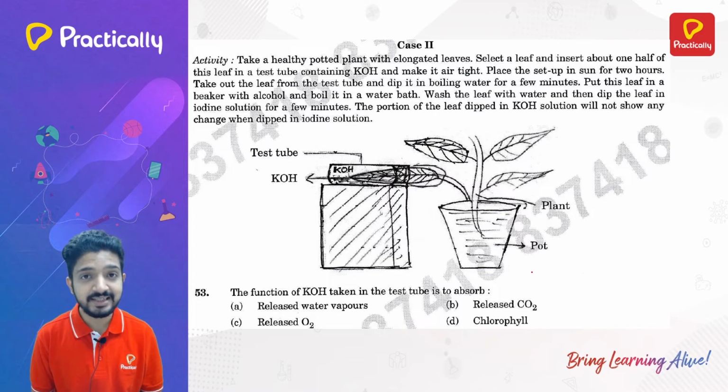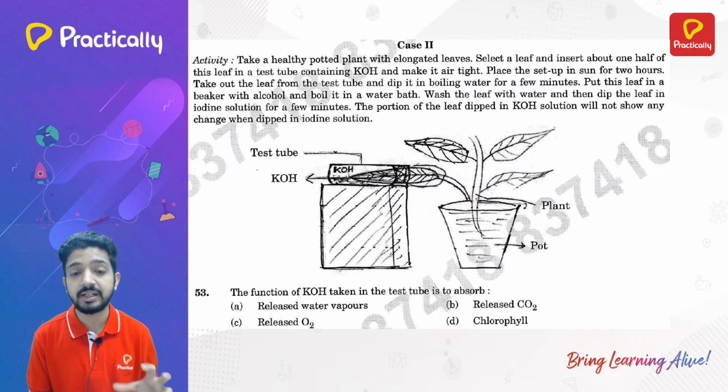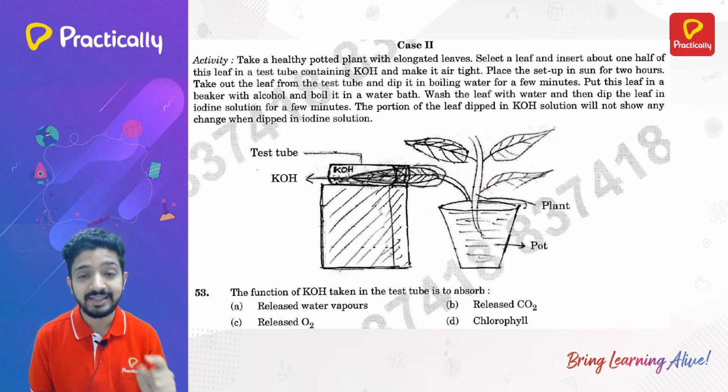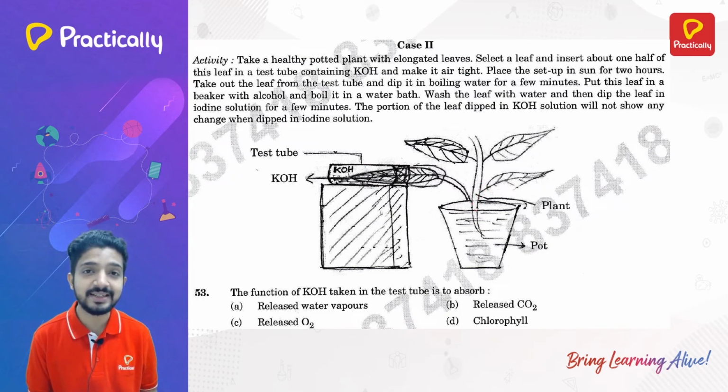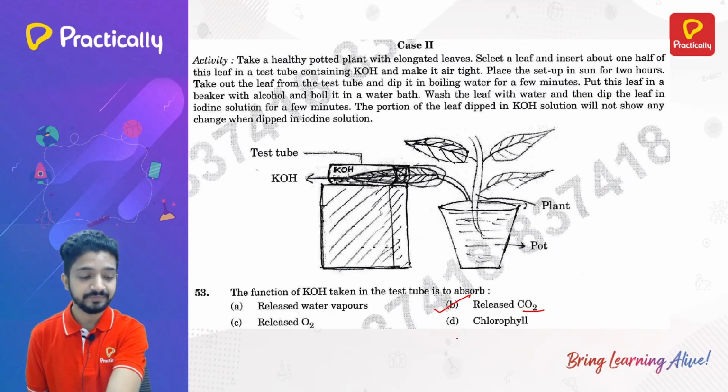Next question is a case study based question. They have given the case study over here, an experiment which shows the importance of various factors involved in photosynthesis, and specifically this is the experiment related to KOH and carbon dioxide. Let's read the first question based on this case study. The function of KOH taken in the test tube is to absorb... Well, we all know that KOH is used for absorbing the CO2 which has been released. Hence, the correct answer for question 53 is B.